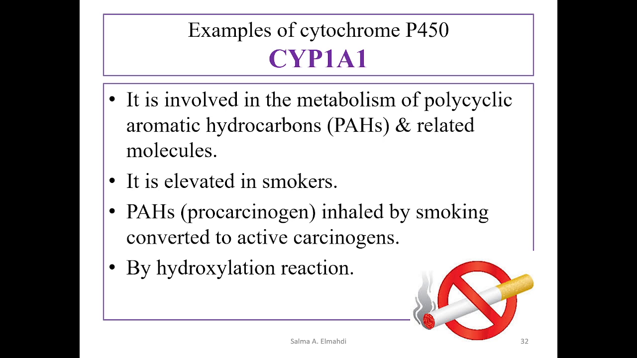An example of cytochrome P450 here is cytochrome 1A1. It is involved in the metabolism of polycyclic aromatic hydrocarbons and related proteins. It is elevated in smokers. Polycyclic aromatic hydrocarbons are inhaled by smoking, and they will be converted to active carcinogens upon the action of cytochrome P450, particularly through hydroxylation. This explains part of the harmful effect of smoking.